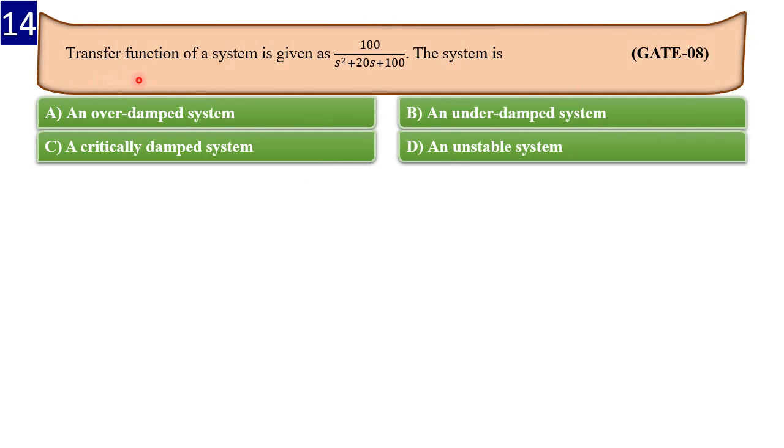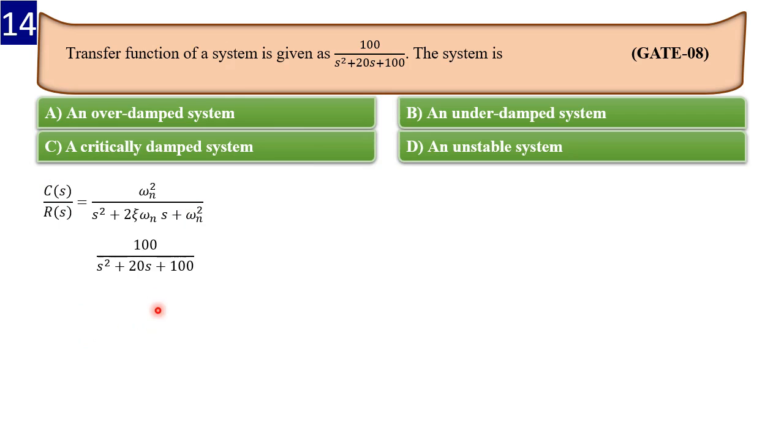The transfer function of a given system is this. The system is... So here we only have to tell the nature of the system, that is, whether it is critically damped, underdamped, overdamped, etc. So let's find out what the system is. We have to find the value of zeta, and we can do that by comparing with our generalized transfer function.